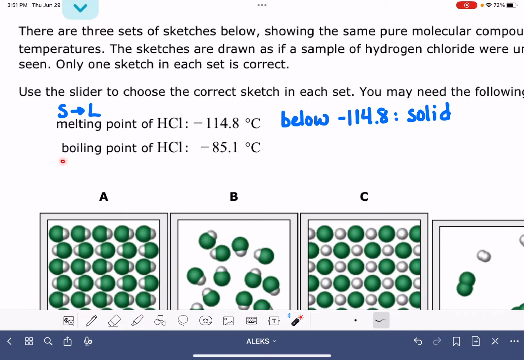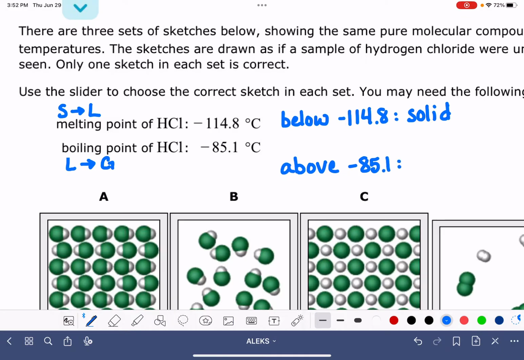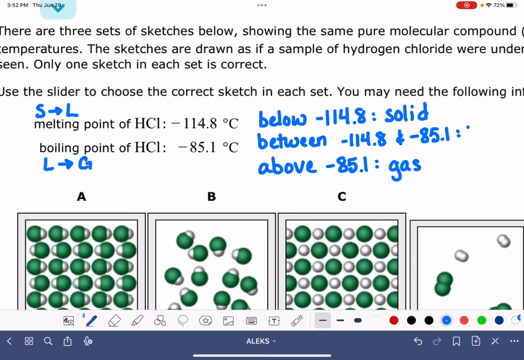it's undergone the melting process. The boiling point, as you probably know, is the temperature at which a substance boils or converts from a liquid to a gas. For HCl, the boiling point is negative 85.1, which means that if we are above that temperature, if it is warmer than negative 85.1 degrees Celsius, that substance is going to be boiling, and so it is going to be in the gas phase. At temperatures in between, so if we are above the melting point but we're staying below the boiling point, the substance is going to be a liquid. So between the melting point, warmer than the melting point and colder than the boiling point, our substance is a liquid.